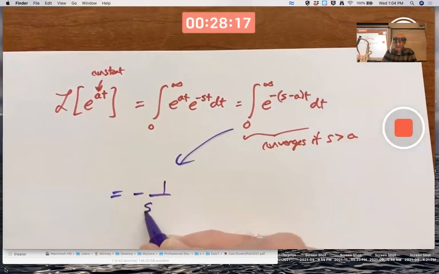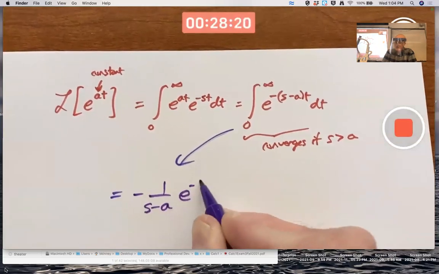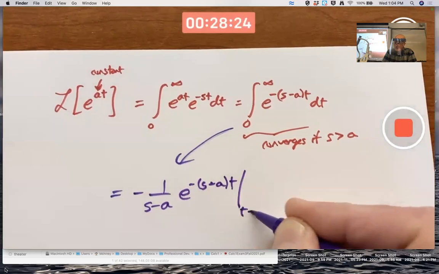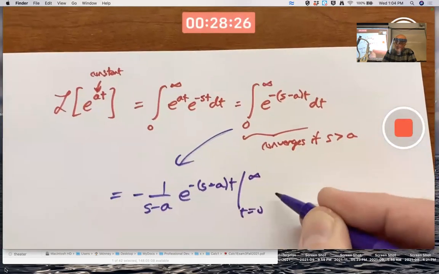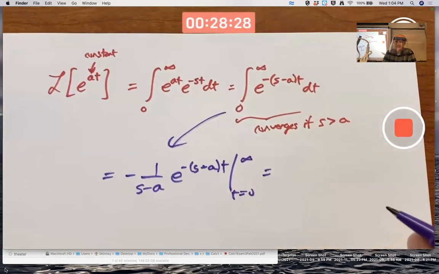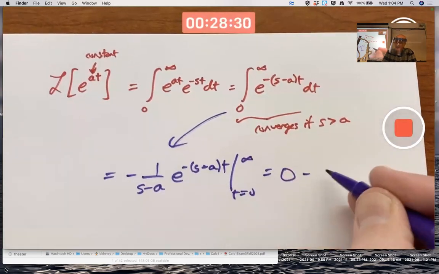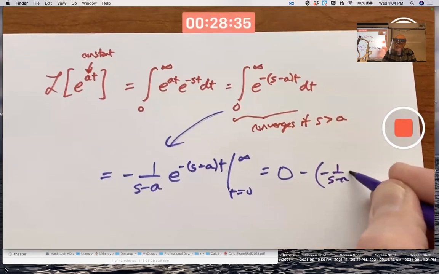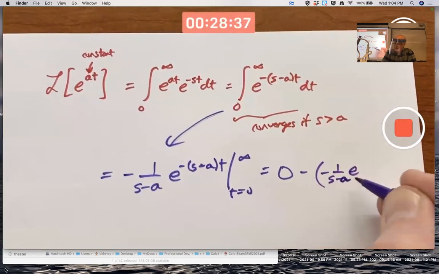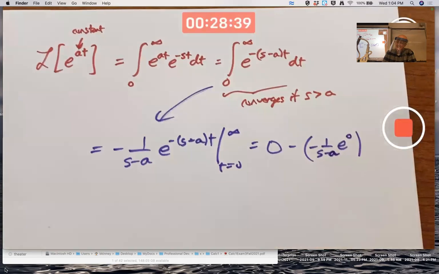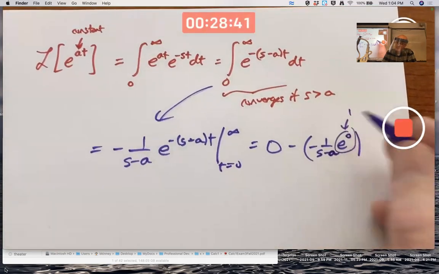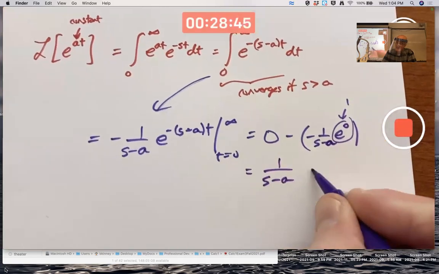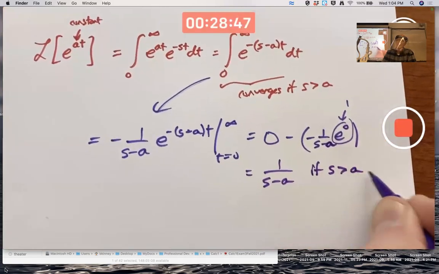Turns out, here's your general antiderivative. And t is going from 0 to infinity here. And when you quote unquote plug in infinity, you get 0. And when you plug in t equals 0, you get that. That's 1. Two negative signs cancel to give you 1 over s minus a if s is greater than a.